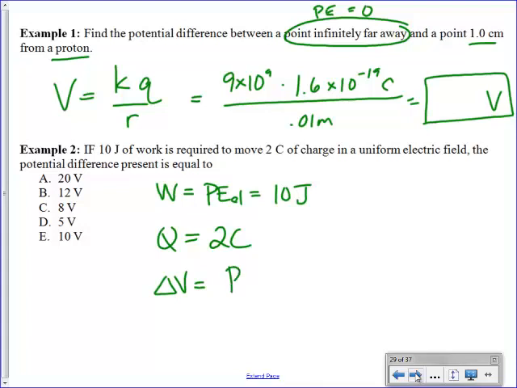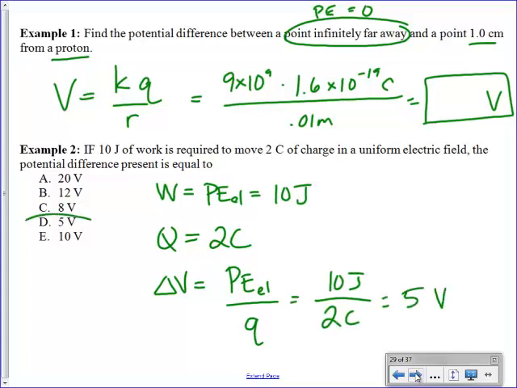So the formula is just electrical potential energy over Q. It's joules per coulomb. So 10 joules over 2 coulombs is simply 5 joules per coulomb, or 5 volts. So that's choice D.